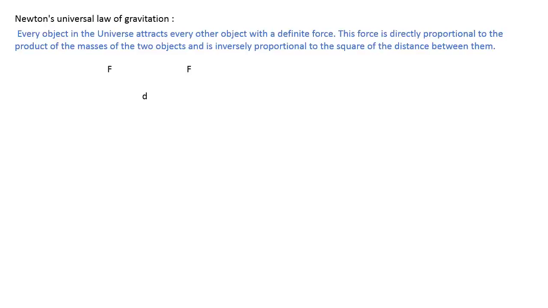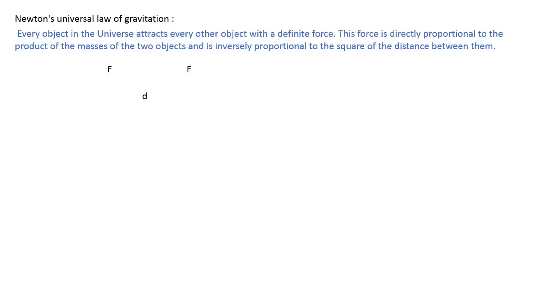Every object in the universe attracts every other object with a definite force. As we said in the first video, gravitation is nothing but the force of attraction between two objects in the universe. So the same thing is repeated here. Every object in the universe, it's not a concept of big or small or anything. Any two objects you can take in the universe, they are going to have an attractive force between them. So they will have a definite force.